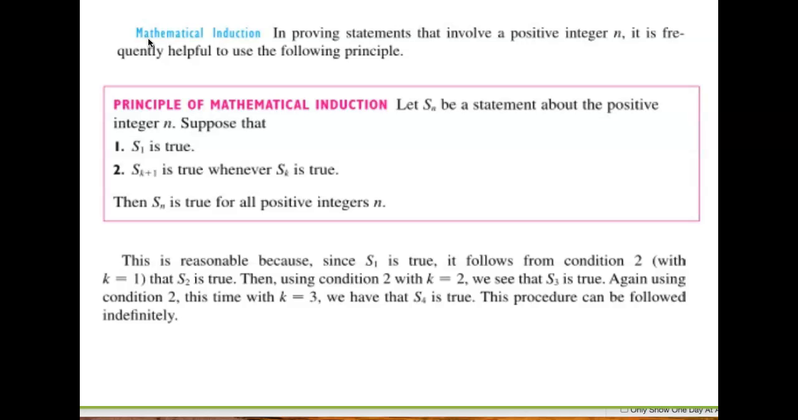All right, so we're trying to prove a statement S_n about the positive integer n. Here's what you do. You show that S_1 is true. Then you show that S_(k+1) is true whenever S_k is true. And if you can show that, since you've already shown S_1 is true, then S_2 must be true. And if S_2 is true, then S_3 must be true. And if S_3 is true, then S_4 must be true, and so on, out to infinity. So that sounds really abstract. We will do an example, and hopefully it'll help it make more sense.